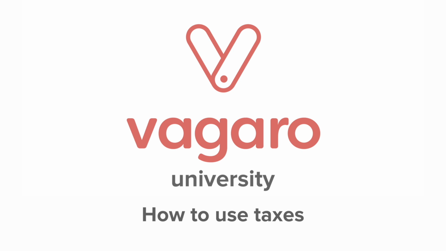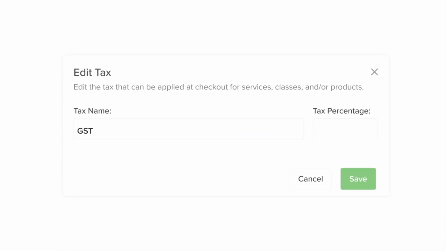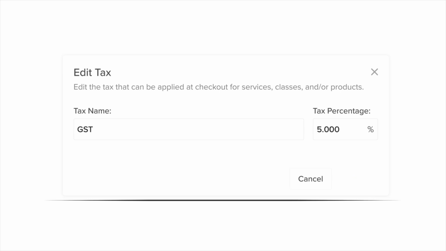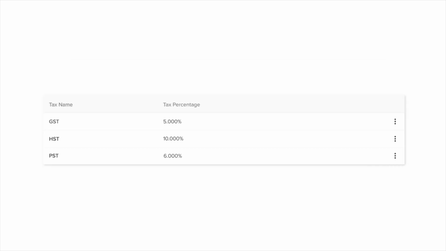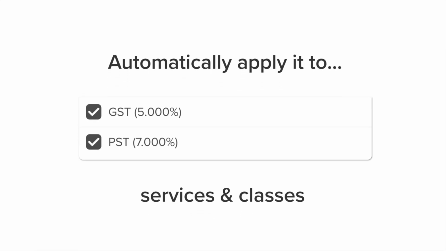In this video, we'll be going over taxes on Vagaro. Taxes can be complicated for businesses. Some areas around the world have simple taxes where they only need to worry about adding one form of a tax. But other areas have multiple taxes with different percentages. Now you can add multiple taxes to your services, classes, membership, packages, and products, allowing for an easy checkout whether it's in-house or through the online store.